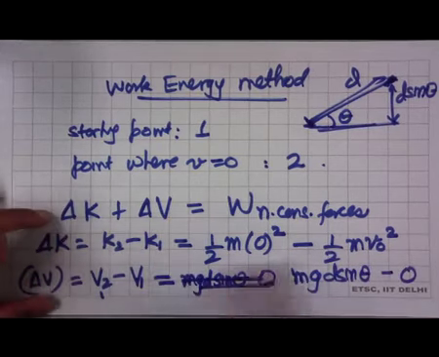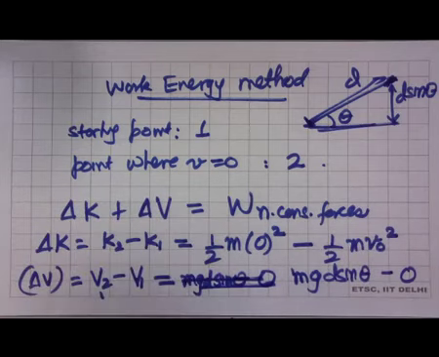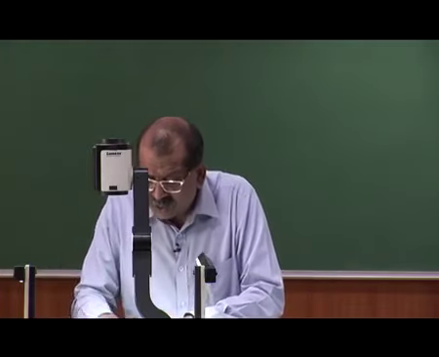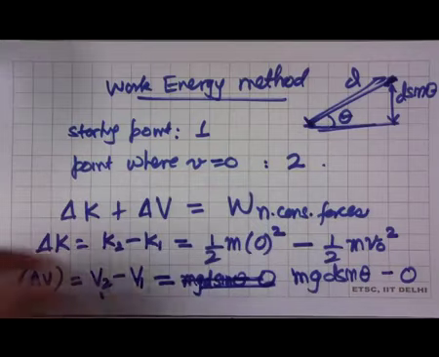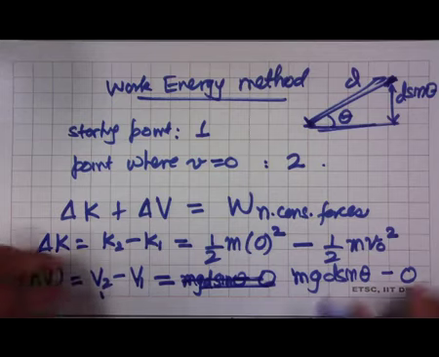So, write each of these terms separately. Each of these terms is quite easy. When we look at the full problem, it may look complex, but we divide it into parts and write each of these parts. Delta K is very simple: K at 2 is equal to 0, K at 1 is half m V0 square. Similarly, for potential energy, V2 is equal to mg d sin theta, V1 is equal to 0. Now, the work done by non-conservative forces.